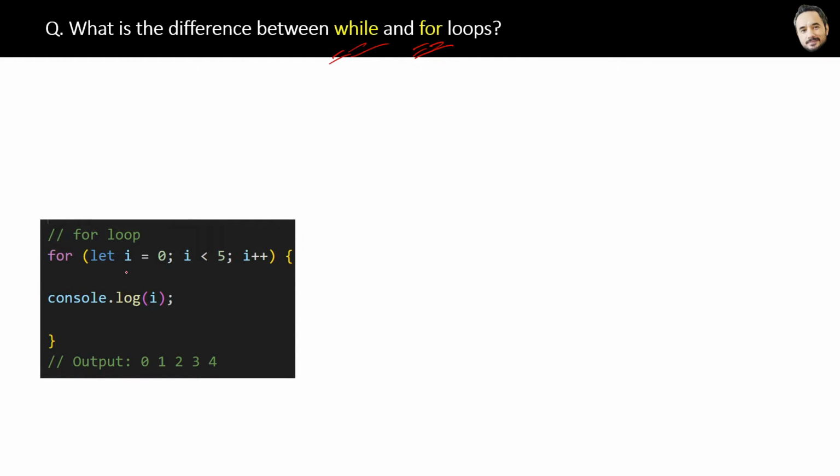In one single line, we are initializing the variable, setting the condition, and then incrementing the counter also. All in one single line. And inside, we are just logging the value.